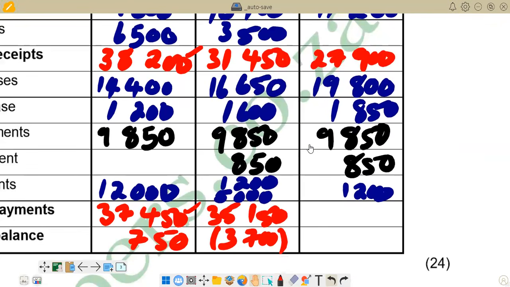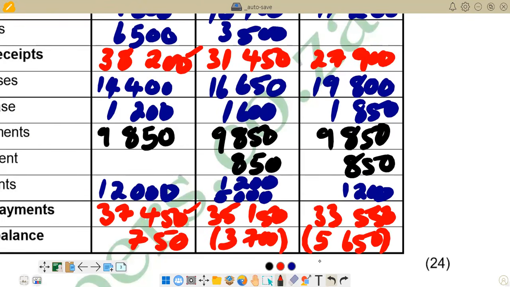So we are now adding again payments here. We are saying 19,800 plus 1,850 plus 9,850 plus 850 plus the last one, which is 1,200. Then you get 33,550. Then we are saying receipts minus payments. So we are saying 27,900 minus 33,550. You're also going to get a negative there, which is 5,650. And it's a negative figure.